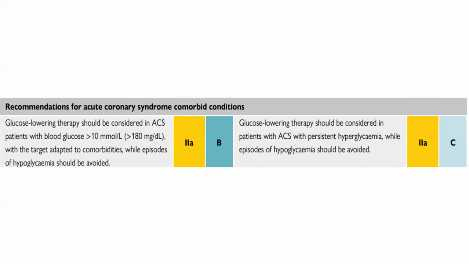Recommendations for acute coronary syndrome with respect to comorbidities, glucose lowering with targets: when patients had glucose levels of greater than 10, the recommendation was to bring it down, but to avoid hypoglycemic episodes. It's the same thing, just that here the 2023 did not give a particular value. They are saying glucose lowering therapy should be considered in patients with ACS with persistent hyperglycemia, while episodes of hypoglycemia should be avoided. But the class of evidence is the same.